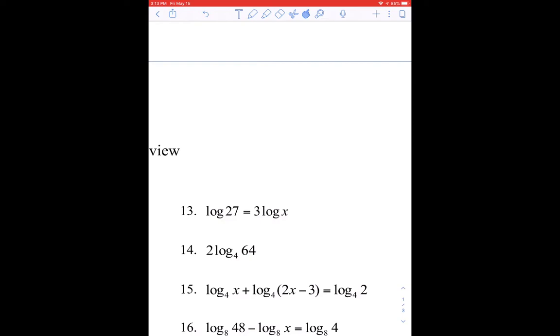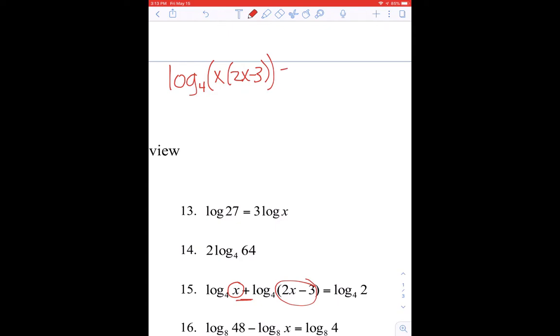So 15 is log base 4 of x plus log base 4 of 2x minus 3 equals log base 4 of 2. So anytime you see two logs added, you always want to condense them. So we're going to condense the left side. When you add two logs, it's the same thing as making them one big log and multiplying the inside of their stuff together. So I'm going to rewrite the left side as log base 4 of x times 2x minus 3. Okay, because when you're adding, you're actually multiplying the information from both logs.